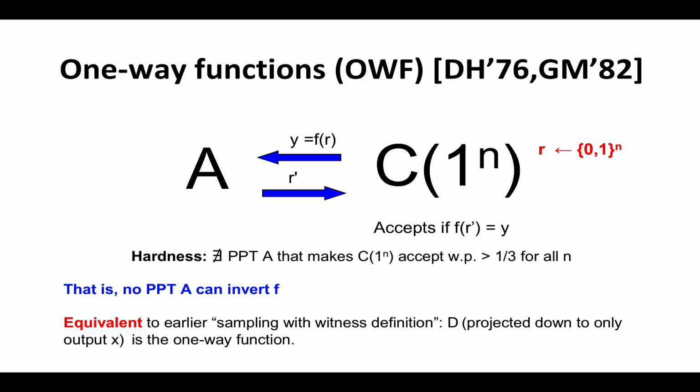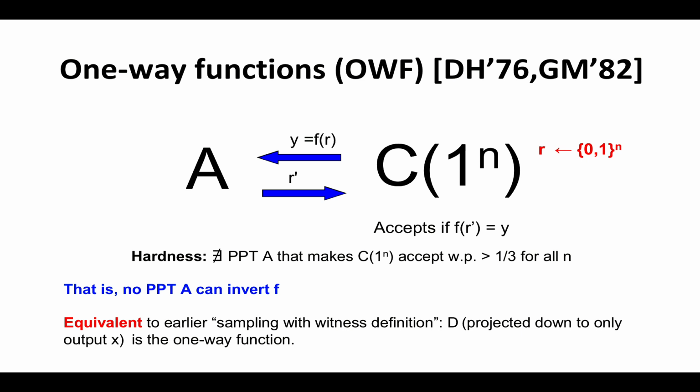So let's look at it as this game. The challenger samples some random r. He computes the function to get some output y. And the attacker's job is to find some pre-image r prime such that f of r prime equals y. It doesn't necessarily need to be exactly the same one, just needs to find some pre-image. And the hardness condition here is that no attacker should be able to win in this game with probability again greater than 1/3. In other words, no efficient attacker can invert this function.